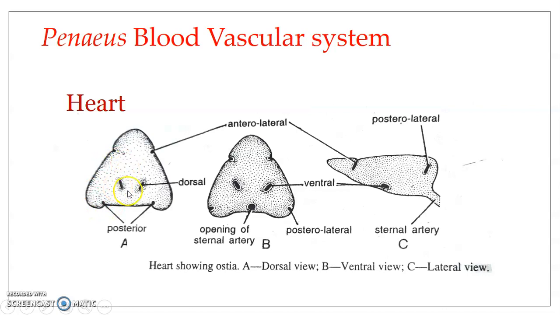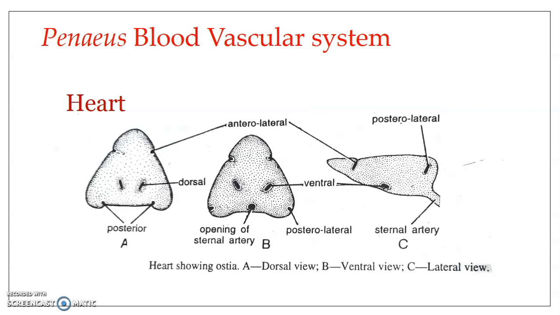The heart wall has 5 pairs of openings, which are known as ostia, and these openings are valvular in nature. That is, they are provided with valves, and they allow blood to flow only in one direction, and through these ostia blood flows into the heart.